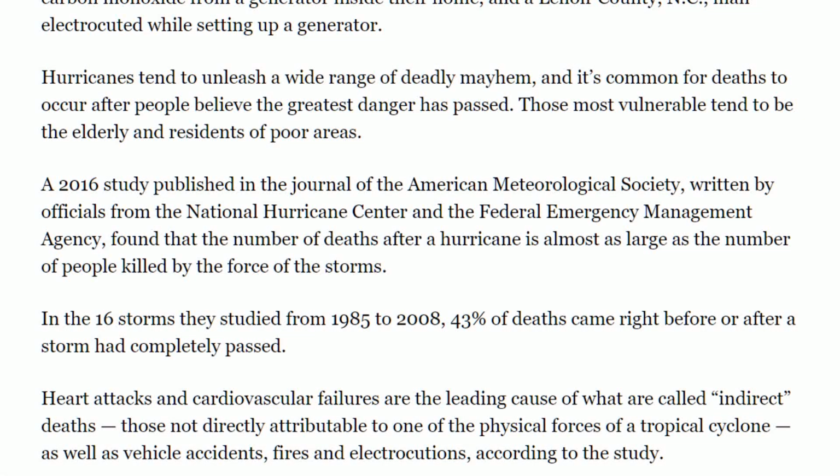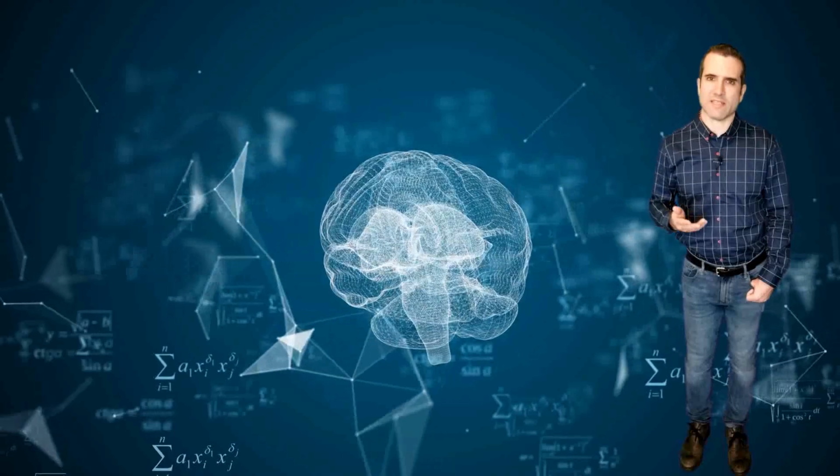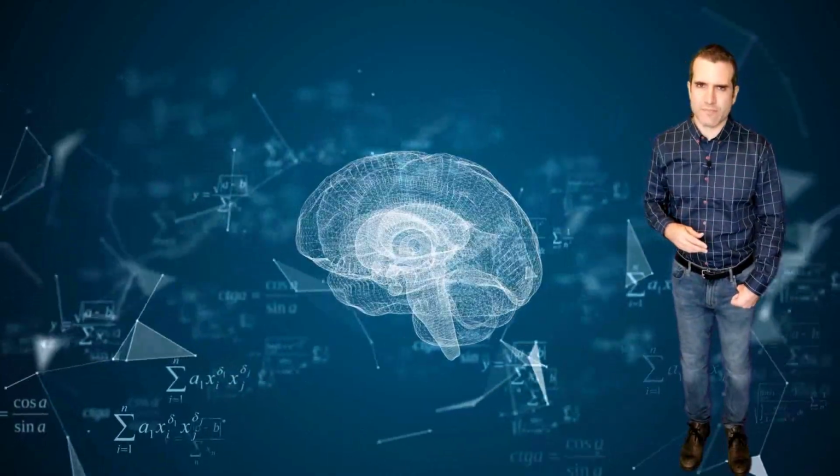In the 16 storms they studied from 1985 to 2008, 43% of the deaths came not from the storm itself or during when the storm hit, but before and after it had passed. Casualties of storms revolve around all sorts of accidents that just wouldn't normally happen, like being electrocuted while you're setting up a generator or poisoned by said generator, getting carbon monoxide poisoning, I should say.